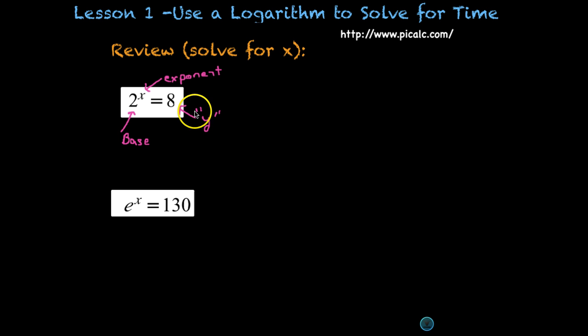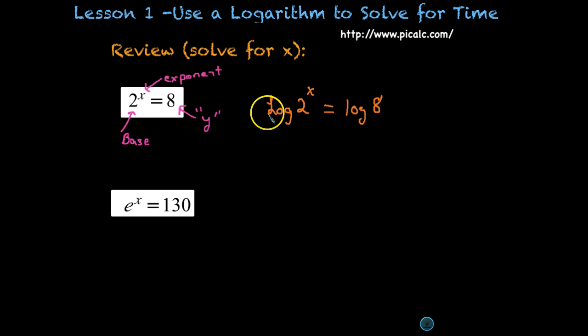Let's convert this to a logarithm. There's a few ways to do that, but probably the easiest way is to just multiply both sides by a log. So let's do that. Let's multiply the left side by log. So we have log times 2 raised to the x equals log 8. Okay, now we need to solve for x.